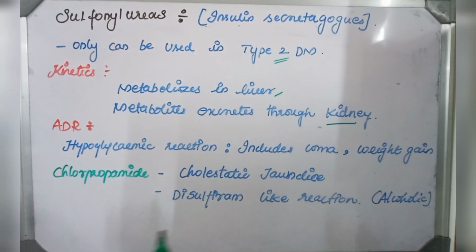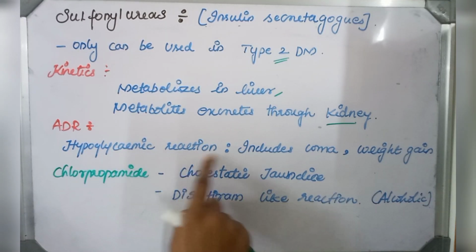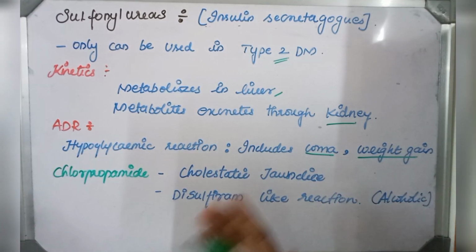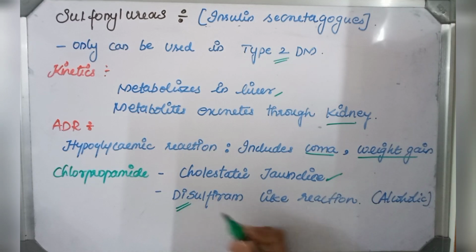What about the adverse drug reactions? Since it is a hypoglycemic drug, we normally see hypoglycemic reactions, which include coma, and weight gain. If we are using a first generation drug like chlorpropamide, we can see cholestatic jaundice and disulfiram-like reactions if the patient is alcoholic.